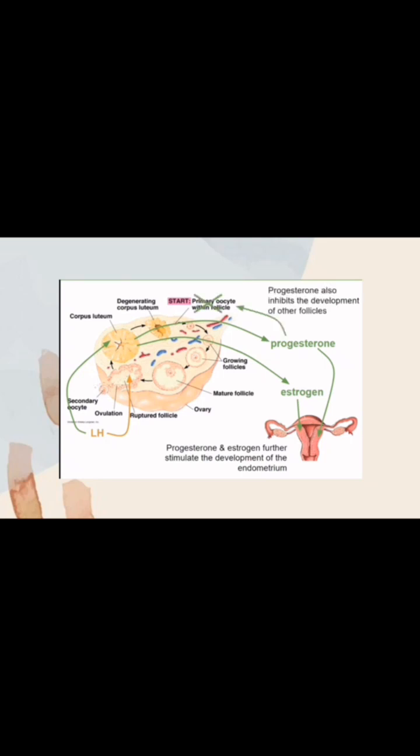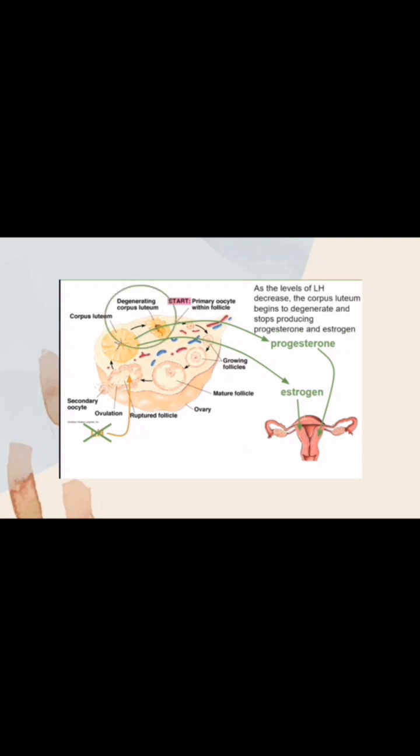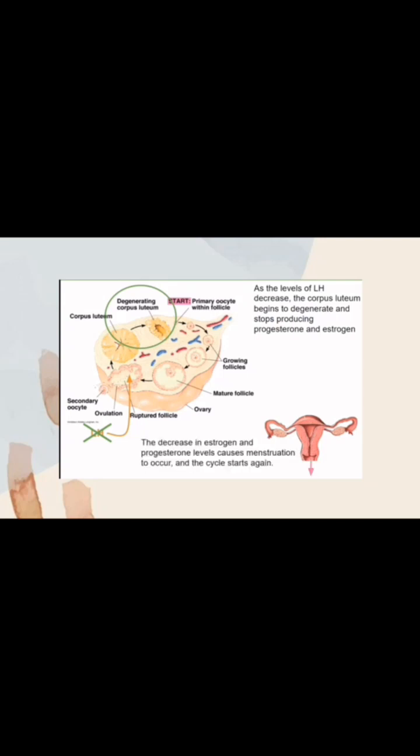The final thing that progesterone does is act as an inhibitor on the anterior pituitary to cause decreased production of luteinizing hormone. As the levels of luteinizing hormone decrease, the corpus luteum starts to degenerate and stops producing progesterone and estrogen, so they are no longer acting on the endometrium, causing it to thicken. So when those estrogen and progesterone levels go down, menstruation occurs and the cycle starts all over again.